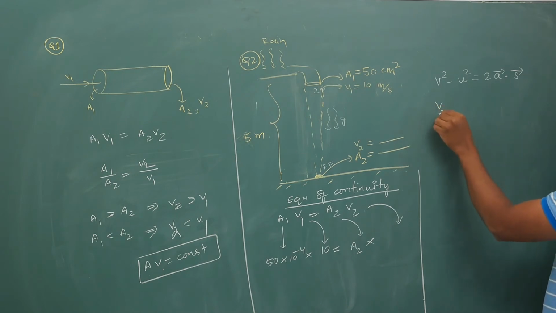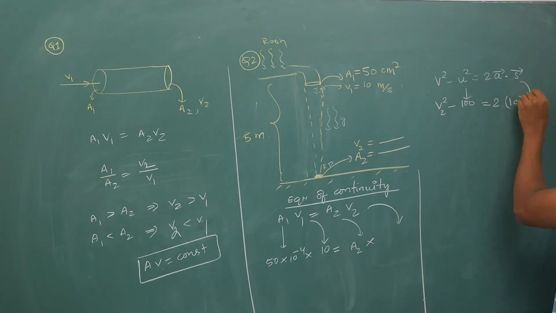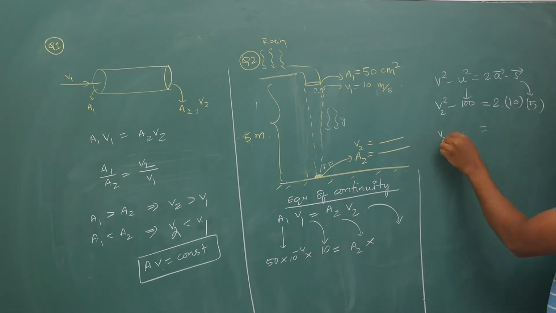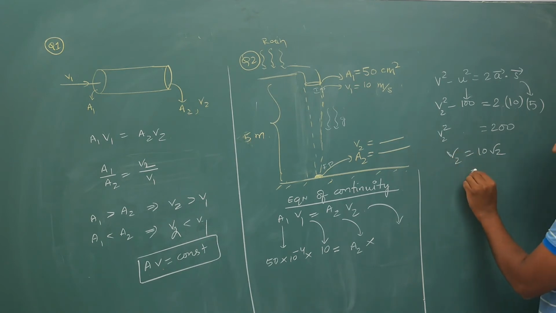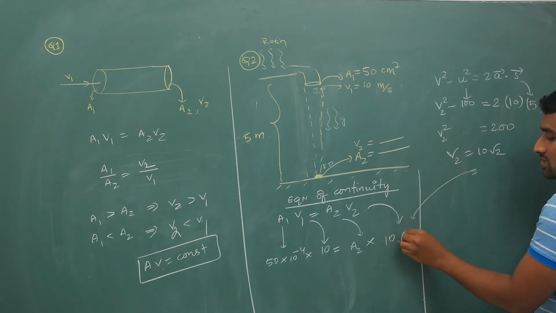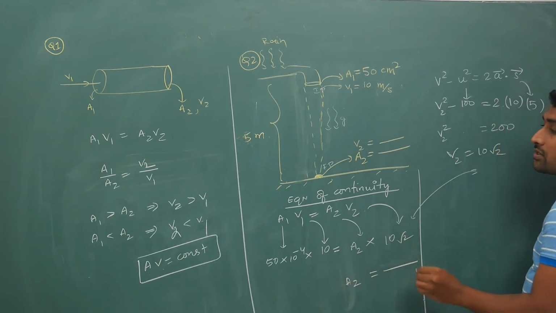So your final velocity V2 square minus initial velocity 10 square, that is 100, is equal to 2 times acceleration due to gravity, g is 10, S is 5. So it is 100 plus 100, V2 square is 200. So V2 is 10 root 2. So you are going to get the value of V2. Now once you get the value of V2, you will substitute in this equation 10 root 2. So give the value of area of cross section A2.